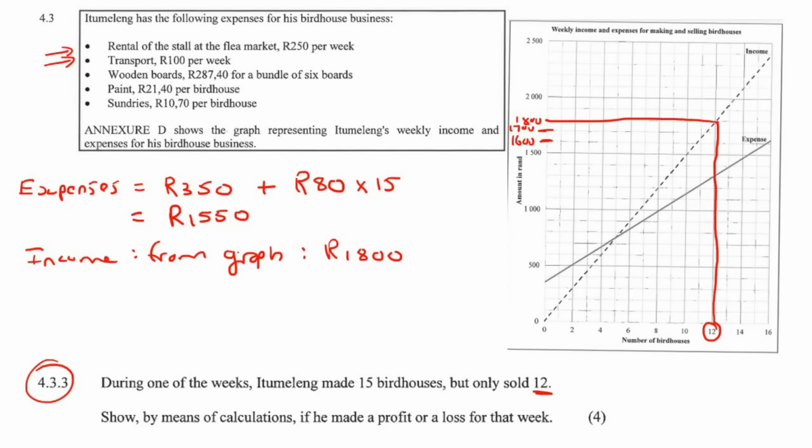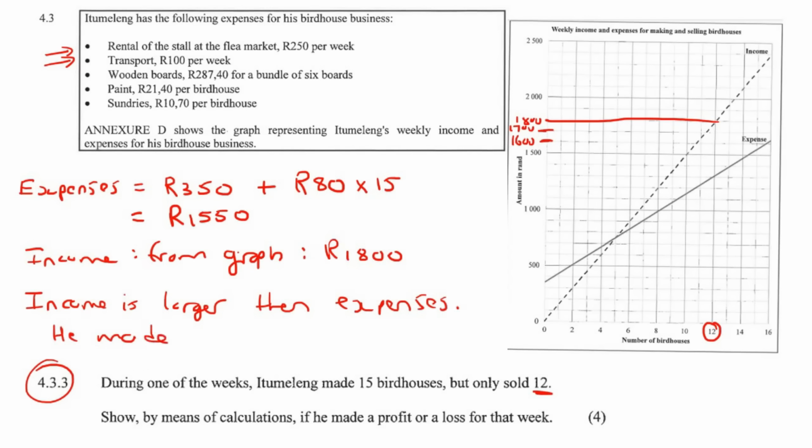So if you look at this carefully, his expenses was 1,550 and his income was 1,800. So we can say that his income is larger than expenses. So we can say he made a profit. And then we would have to also just go and calculate that profit. So we could say 1,800 minus 1,550, and that's going to be 250 Rand profit.